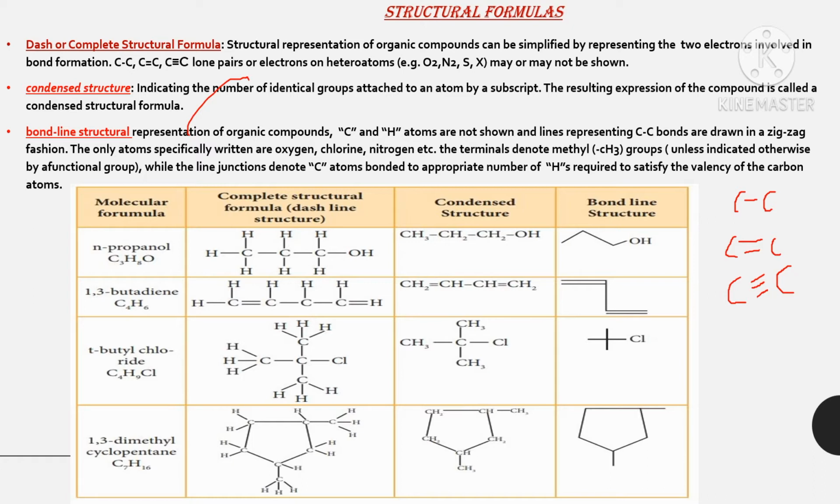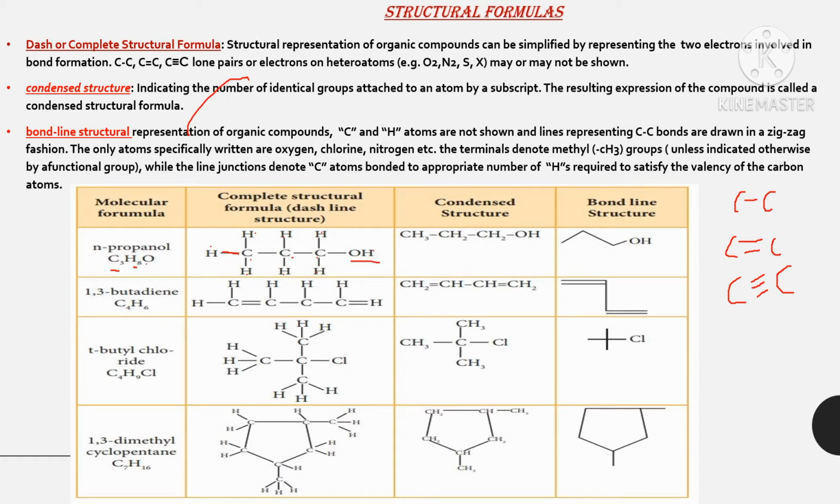See the example, n-propanol, C3H8O. Here the number of carbons is 3. See, 1, 2, 3 carbons are there, and the number of hydrogens is 8. So see, 1, 2, 3, 4, 5, 6, 7, 8. Each atom is separated by a single dash. And one oxygen is there. Here they mentioned it last, that is OH.